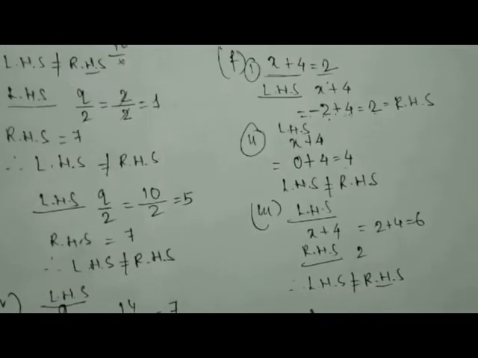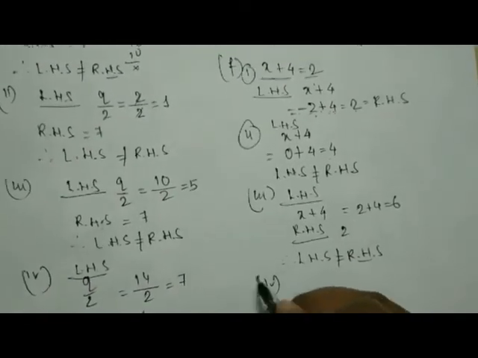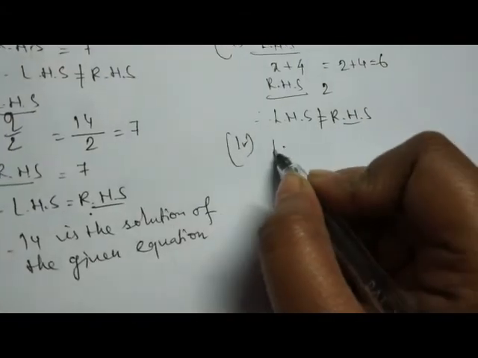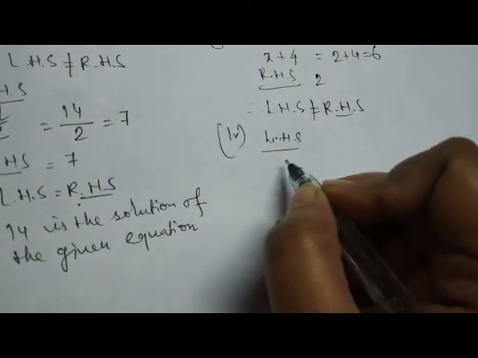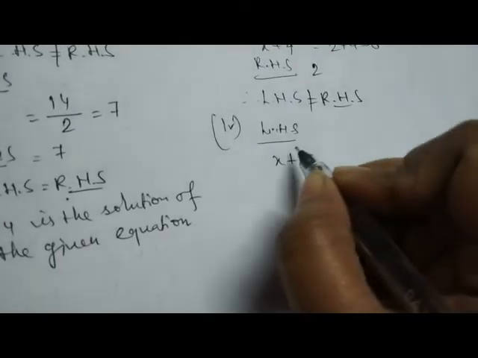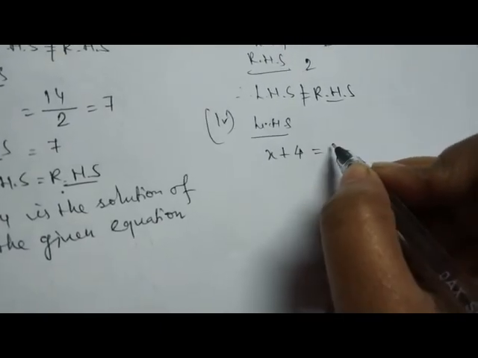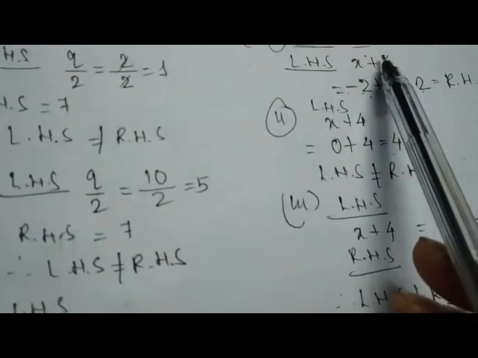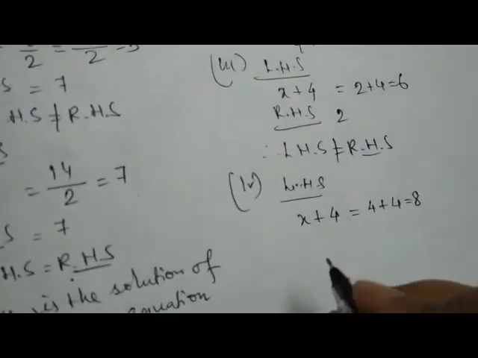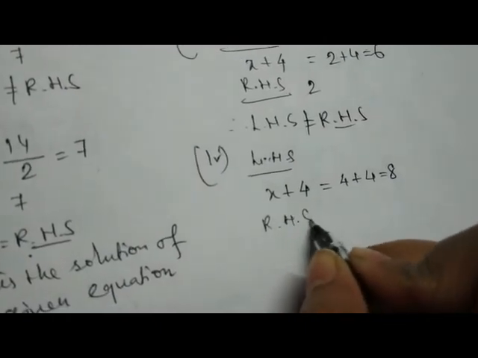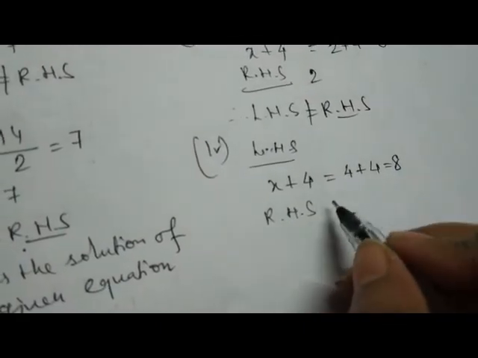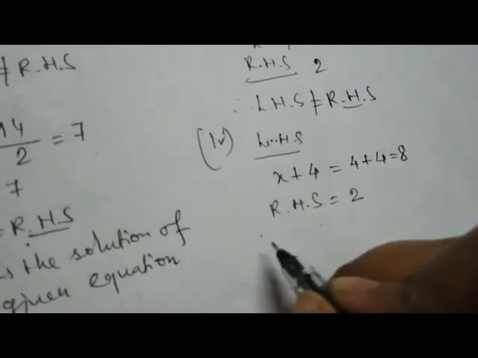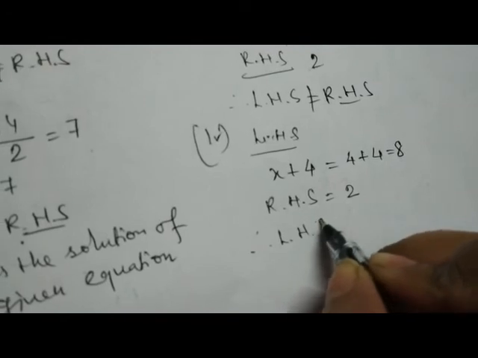And in the last option we have 4. The left hand side is x plus 4, and in this option we have 4 in place of x. So 4 plus 4 is 8, and on the right hand side we have 2. So it is not equal to the right hand side. Left hand side is not equal to right hand side.